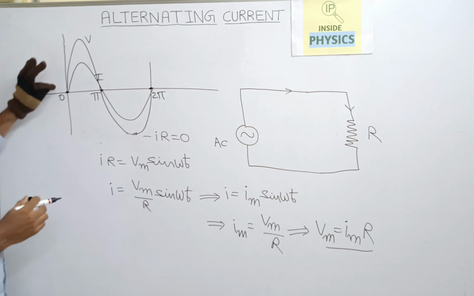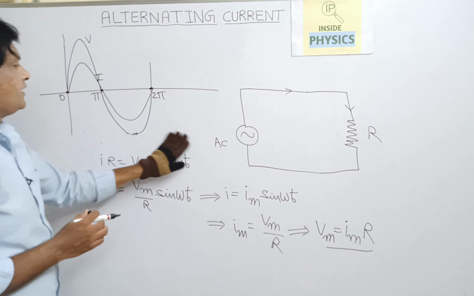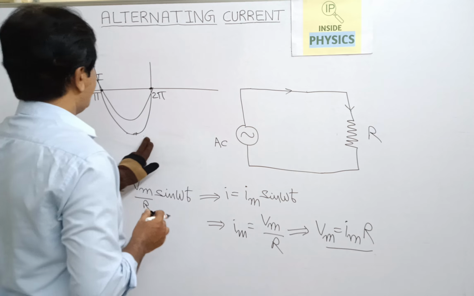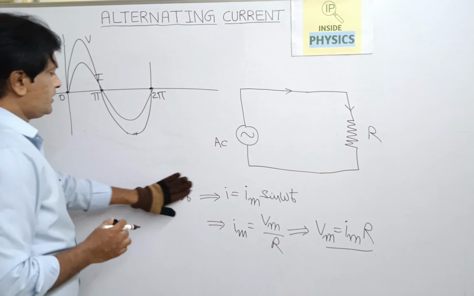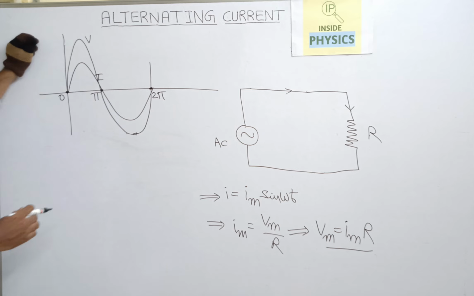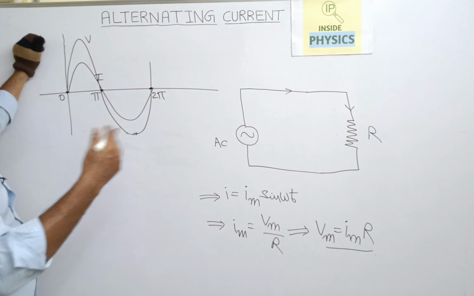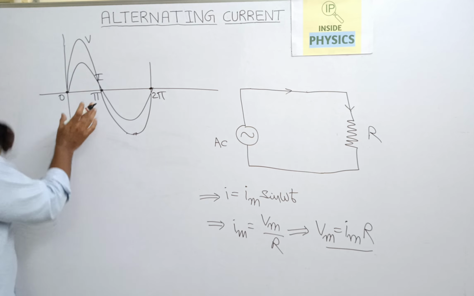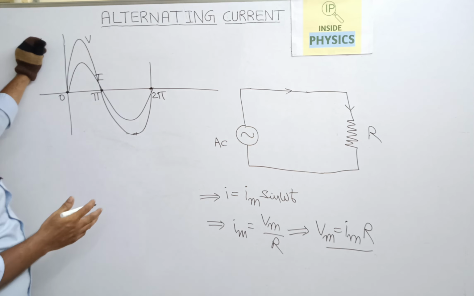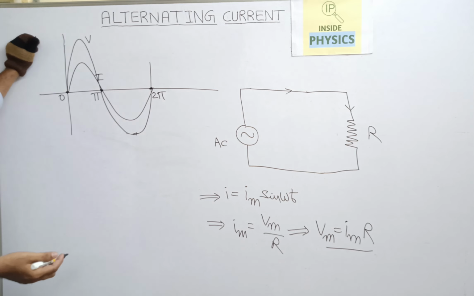So maximum and minimum values are reached at the same time, so these current and voltage are considered to be in the same phase. Okay, the phase difference is 0. That means there is no current lagging behind the voltage or current going ahead of the voltage. The current and voltage are in the same phase, and the phase angle between them is also 0.